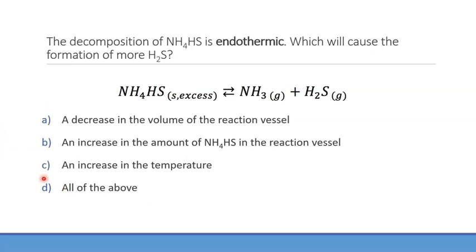So then let's consider A and C. If it's endothermic, that means that heat is a reactant, and we want to drive the reaction to the right. If we add more of a reactant, we'll get more of the product. So increasing temperature would in fact drive the reaction to the right and get us more H2S. Now let's consider what happens if we decrease the volume. Decreasing the volume means that we need to go toward the side with fewer moles, and that would be to the left, so that's not going to get us more H2S. So we are in fact correct by picking C.